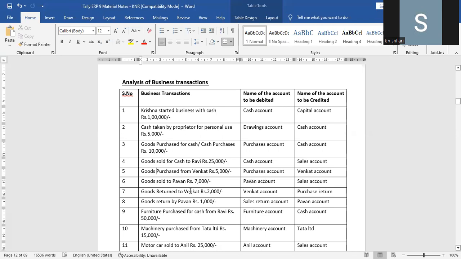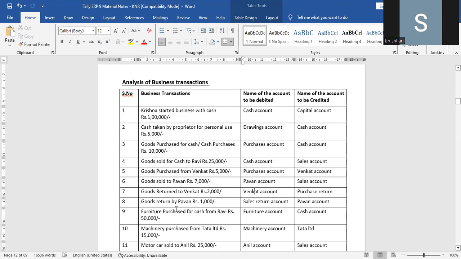Goods returned to Venkat. Who will return? The company will return to Venkat. Previously the company purchased goods from Venkat, and now the company is returning the goods. So Venkat is a receiver. Venkat is a name, so immediately you use the personal account: debit the receiver, credit the giver. Venkat is a receiver, which side? Debit side.